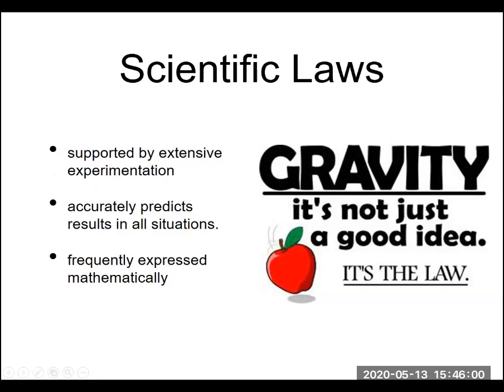If you drop an object, it's going to fall towards the earth. And if you're really good at studying it, you're going to see that it falls towards the earth at the same rate of acceleration, no matter where it is, no matter how big it is, all of that. And so there's a mathematical model for how far or how fast an object is going to drop during a period of time. And so again, it's the law of gravity. Gravity, it's not just a good idea, it's the law.